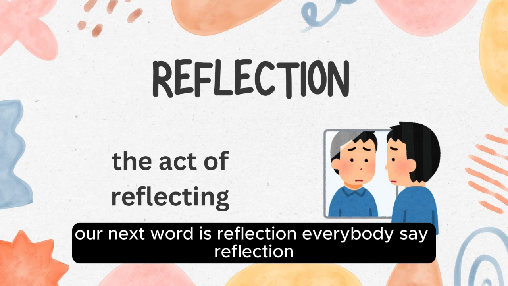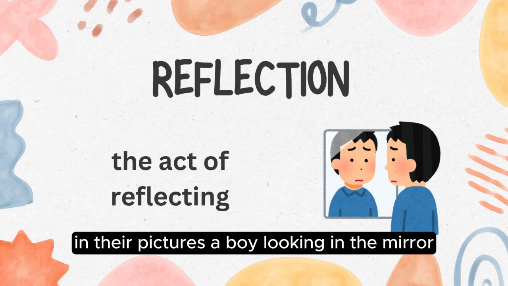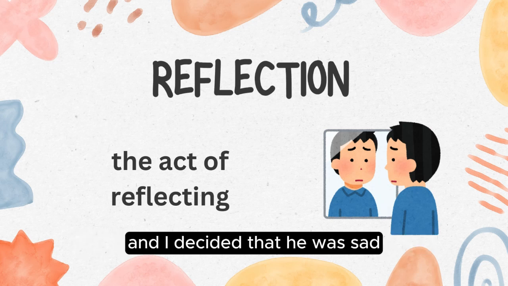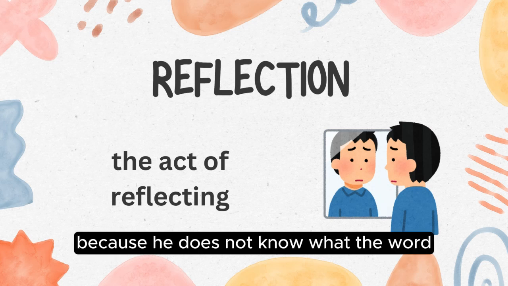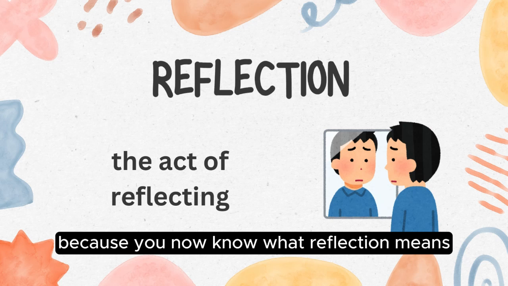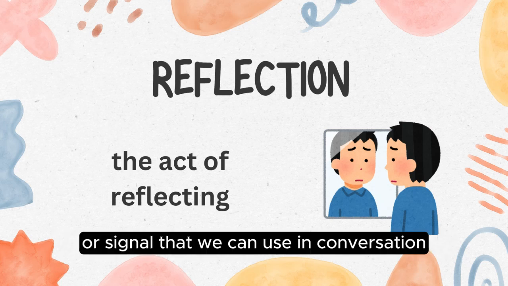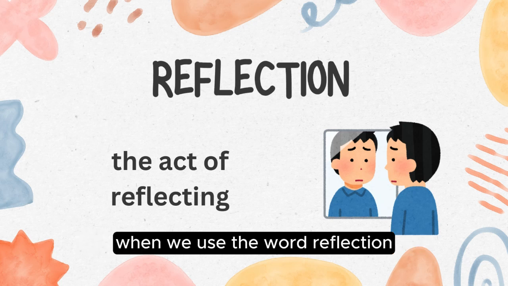Our next word is reflection. Everybody say reflection. So reflection is the act of reflecting. In our picture is a boy looking in the mirror, and I decided that he was sad because he does not know what the word reflection means. But none of you are sad because you now know what reflection means. So again, think of a hand gesture or signal that we can use in conversation when we use the word reflection.